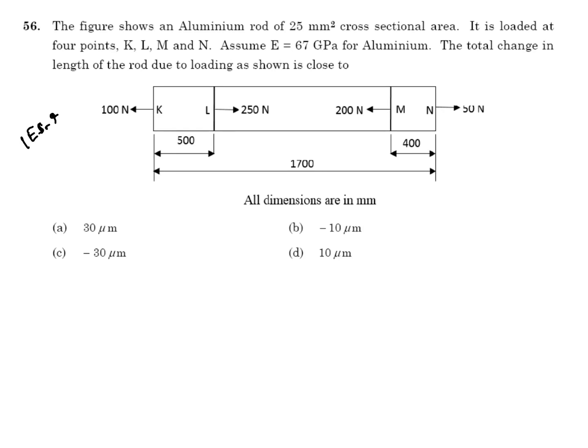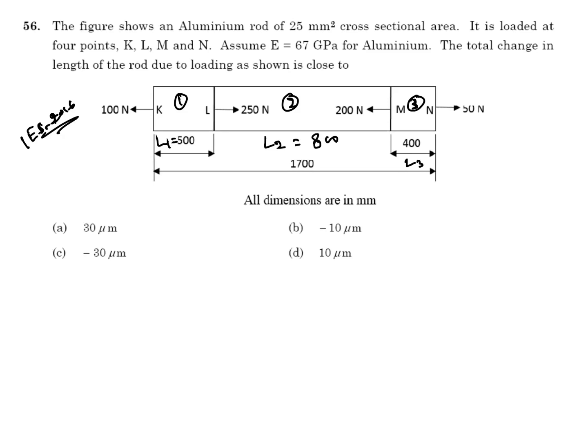The figure shows an aluminum rod of 25 mm square cross-sectional area. It's loaded at 4 points K, L, M, N. Assume E equal to 67 GPa for aluminum. The total change in the length of the rod due to loading as shown is close to how much? So delta length we have to calculate. 3 sections are there, section 1, section 2 and section 3. L1 is 500, L3 is 400. So L2 equal to 1700 minus 500 minus 400, you will get 800.